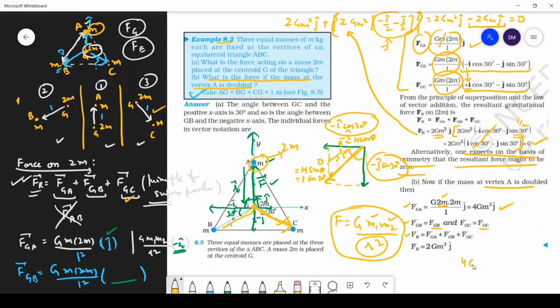So the resultant will be 4Gm² minus j minus 2. So here also it is Gm², so Gm² j cap. So the resultant will be 2Gm² j cap. So this is the magnitude of the force. So now the net force on 2m is 2Gm² in the y direction. Okay, now it has a net force. I hope you have understood this question.